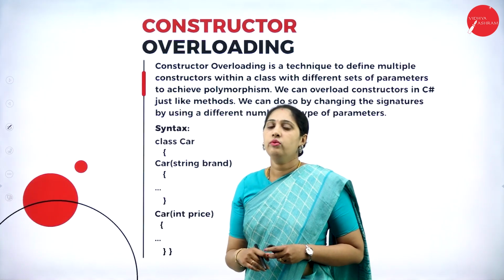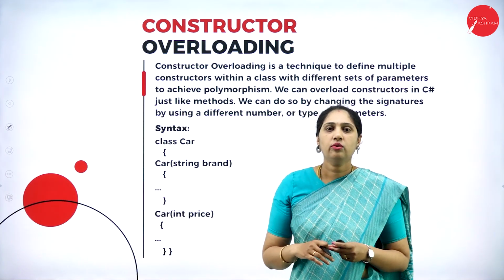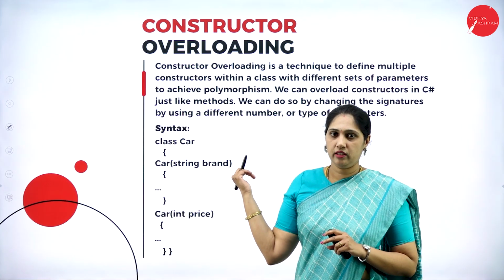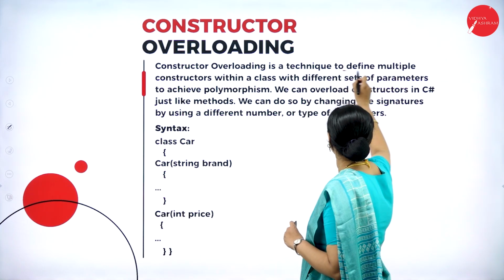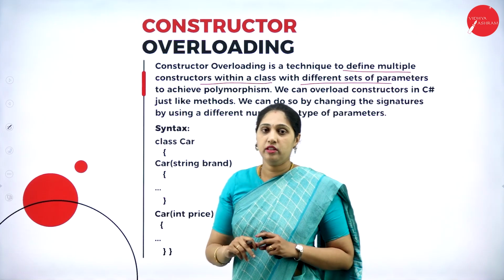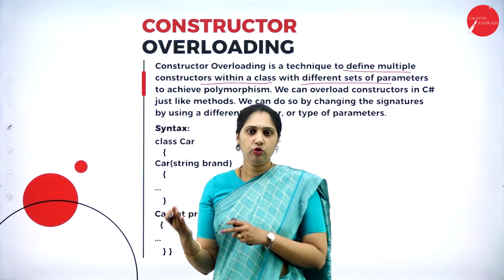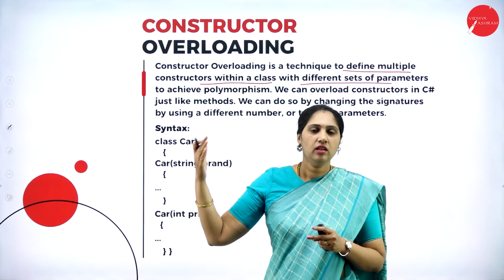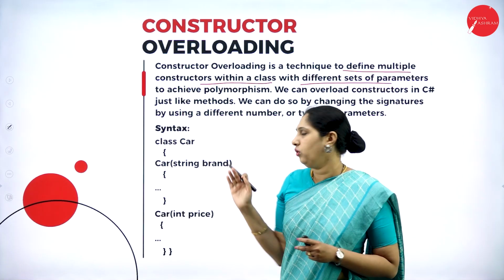So constructor overloading. We already discussed method overloading. Then what is constructor overloading? Constructors have the same name as the class, but here we pass different parameters. That is nothing but constructor overloading. It is used to define multiple constructors within a class with different sets of parameters. So many constructors will be there, but the parameters are different. Meaning to say there may be two parameters, or even the same number of parameters but different data types. One may be integer and the second constructor may be float. That is what is called constructor overloading.